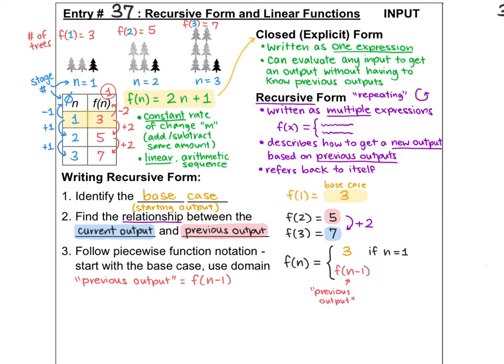And then after that, we want to put the rule that we found in step 2, which is that you had to add 2 to get to the next output. So we would put plus 2 after f of n minus 1. And finally, at the very end, we want to write if n is greater than 1 because we want to show that this is the rule that applies for any input values that are larger than 1. Basically, any input values after the starting input.